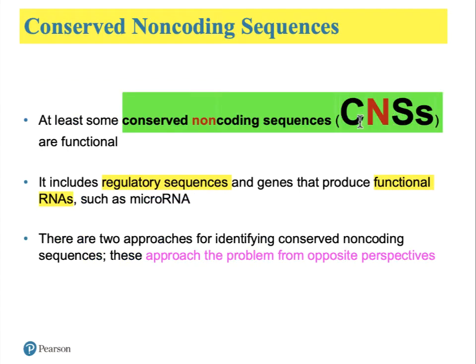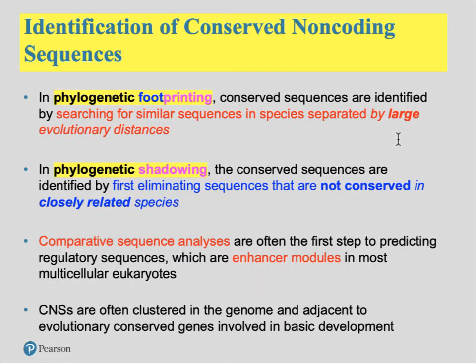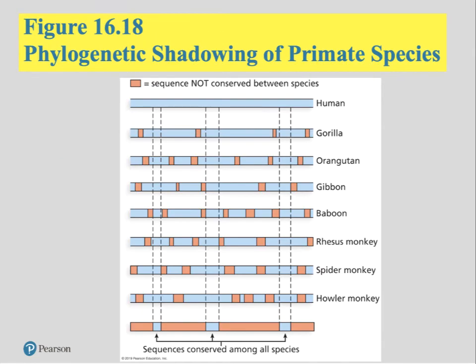CNSs stands for conserved non-coding sequences. So if that gene doesn't produce a protein product, it will fall into this category. That would include regulatory sequences or genes that produce functional RNAs. There are several approaches that have been developed to address and discover these regions. Those are included in these three gray slides where they talk about phylogenetic footprinting and phylogenetic shadowing. You may read these at your own leisure.